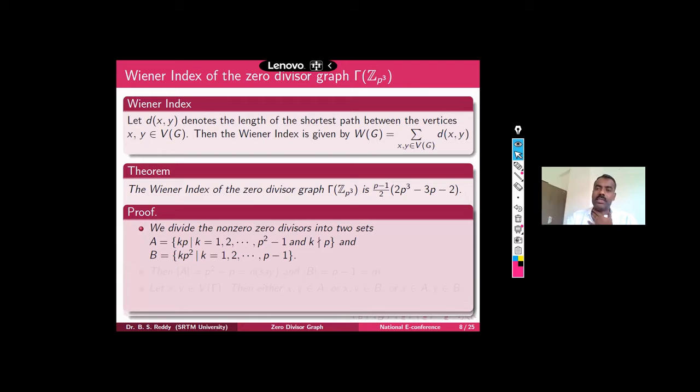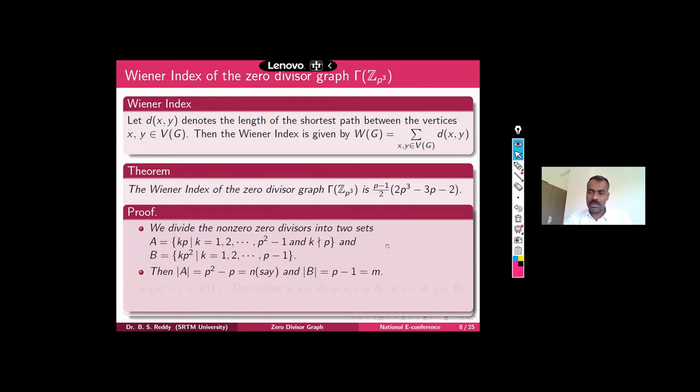Then they calculated the Wiener index of Z P power n. That means first we did this, and after that they generalized it. So the Wiener index for Z P power n is calculated by them with a similar technique. Of course, the expressions are very big, but it is basically the same technique that they also used.